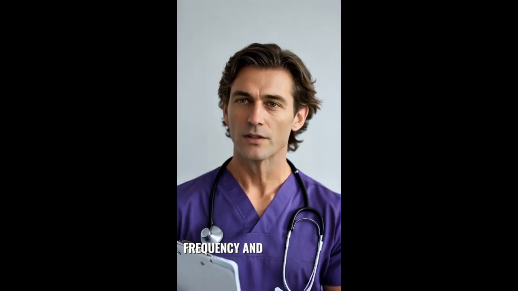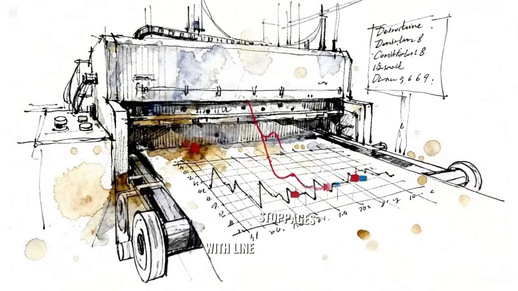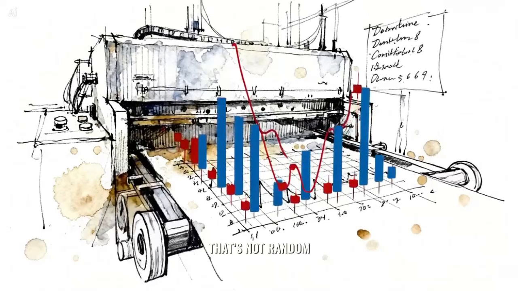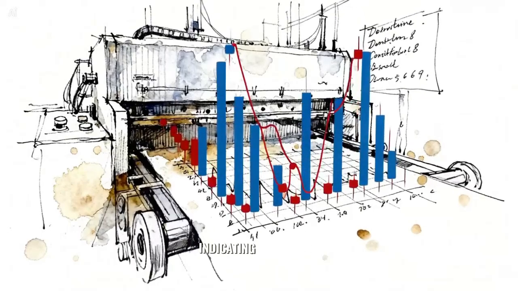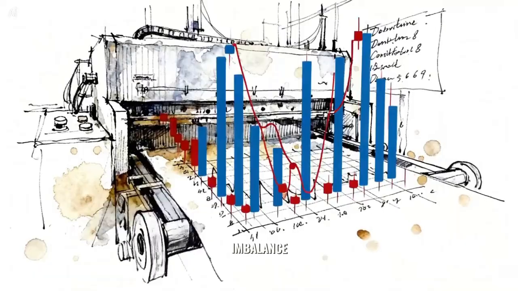If you have 3,000 samples and 5 are positive, you must analyze frequency and distribution. If positives align with line stoppages, that's not random. That's a pattern indicating a potential loss of sterile barrier or pressure imbalance.